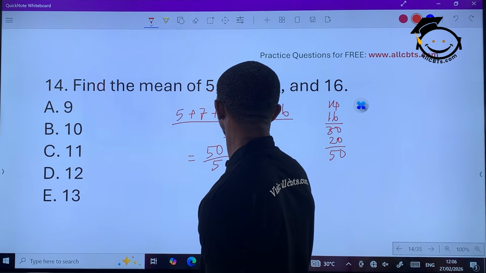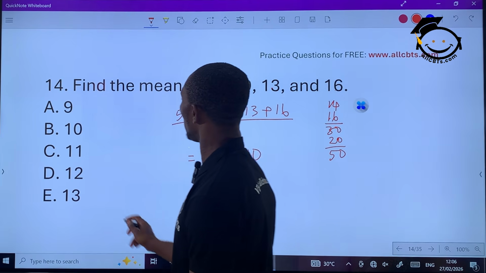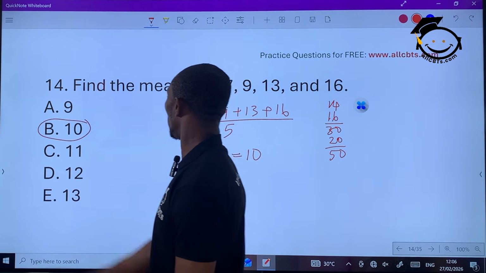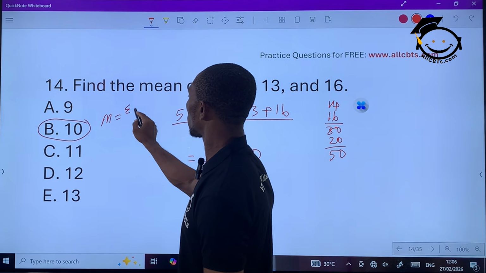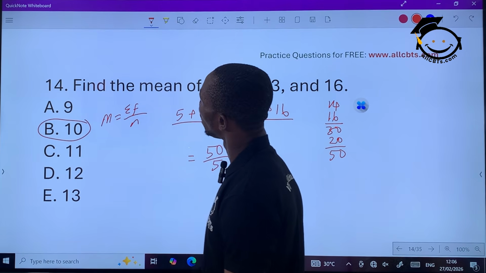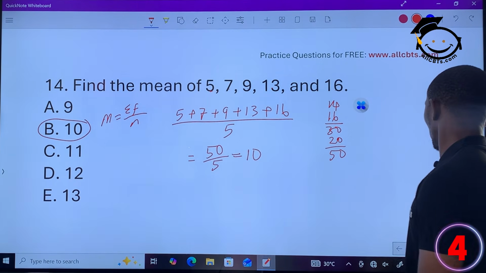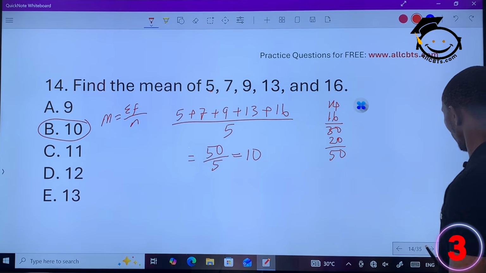Which gives us 10. So our mean for this set of numbers would be 10. Remember that our mean equals the summation of our numbers over the number of numbers.